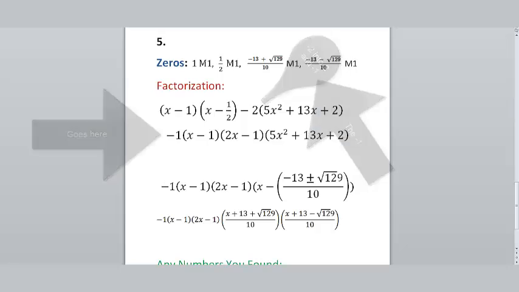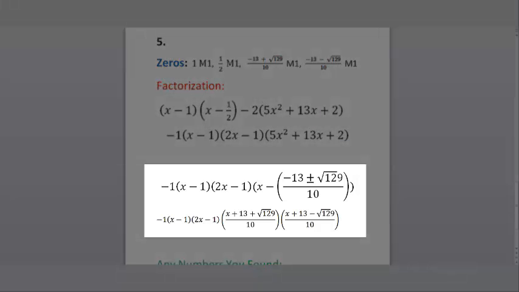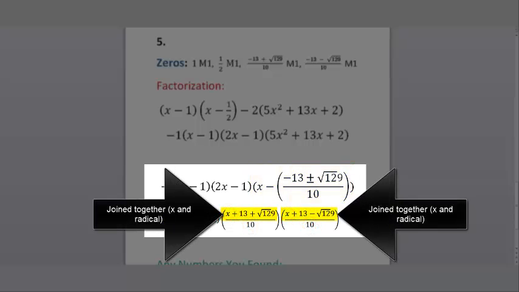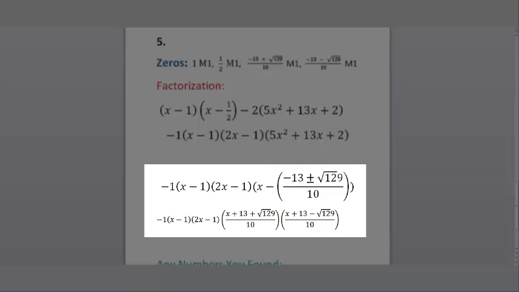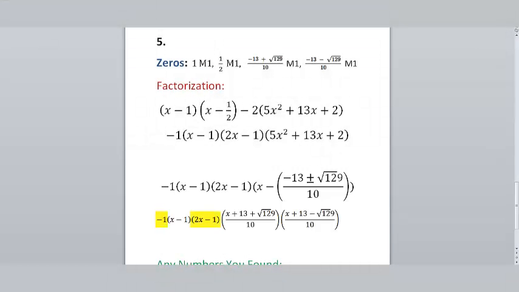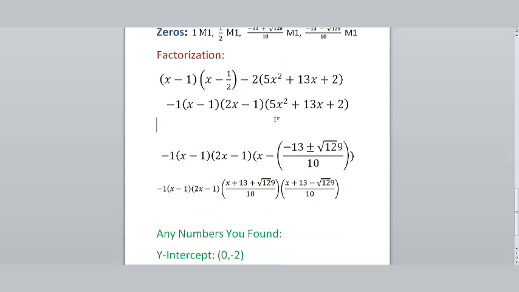The other method is to use the radical zeros we found, and instead of leaving it like this, we can put the x over 10 and join these two together to make the answer look a little nicer. Once again, we do the same thing we did in the last step for the fraction. The final answer is any number we may have found during this problem, right over here.